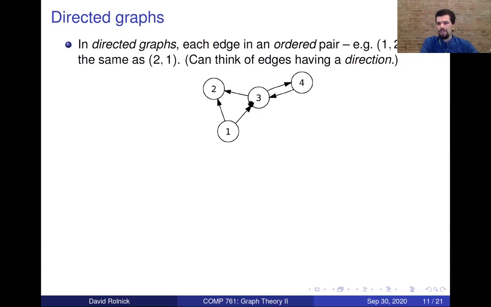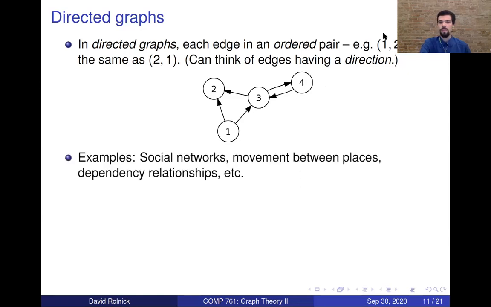So this is one way that people represent directed graphs. Generally, they put a little arrow at the end of each edge to indicate which way it's pointing. So this is the edge 1, 2. This is the edge 3, 2, and so on. Notice that you can have two edges between the same two vertices going both directions. So this is 3 to 4, and this is 4, 3.